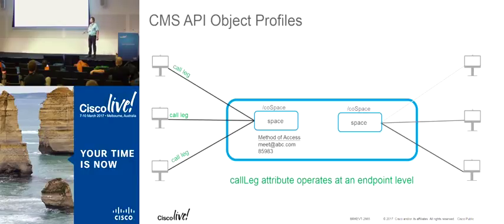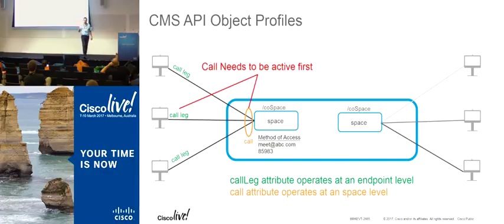Now the call leg attribute operates at an endpoint level. That tells us things like packet loss, tells us things like is the endpoint muted, very endpoint-specific parameters. The call attribute pertains to the space. Is the conference locked? Is the conference being recorded? Is the conference being streamed? That's the call attribute. The problem is the call needs to be active first before we can actually see or modify or change any of these parameters.